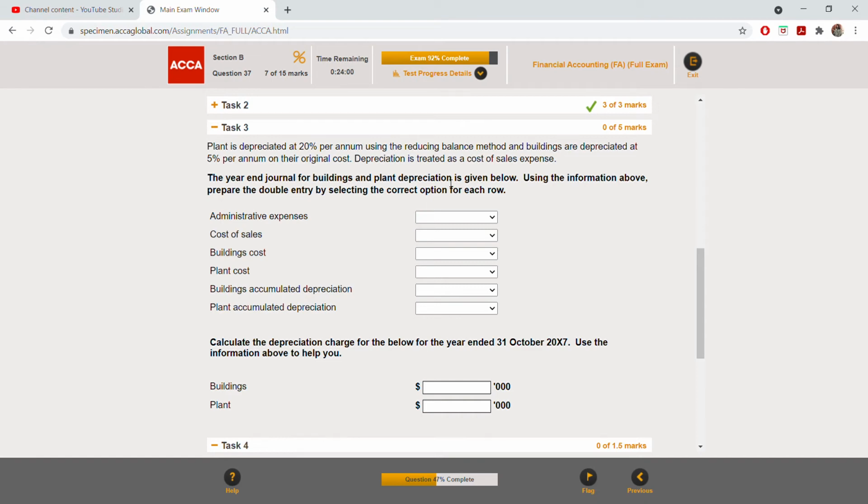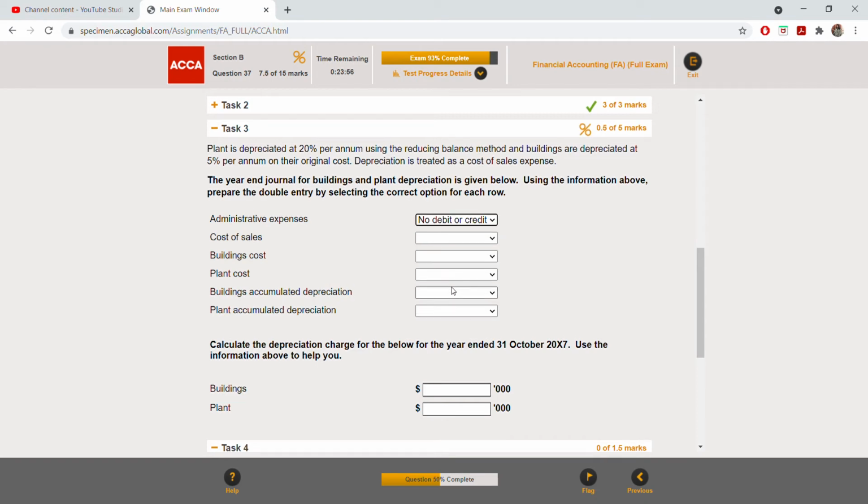So administration expense, there is no debit or credit because nothing has been talked about. Cost of sales, yes, because depreciation will be there, it will be debited. Building cost is what? It is no debit or credit. It does not have an impact on building cost, neither plant cost. So no debit or credit. Accumulated depreciation will be credited. Even the plant accumulation will be credited.